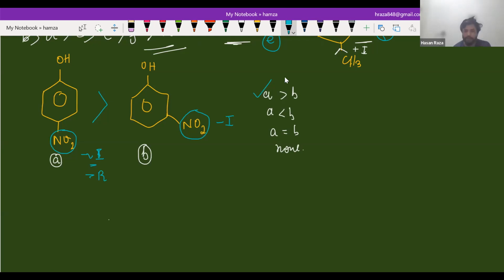And another concept that you should know, or you already know, is that resonance effect is more effective than inductive effect. So we give priority to resonance over inductive effect. If you get a situation in which resonance is there and inductive effect is there, we are going to choose resonance. Is that clear, Sneha? Yes, sir.